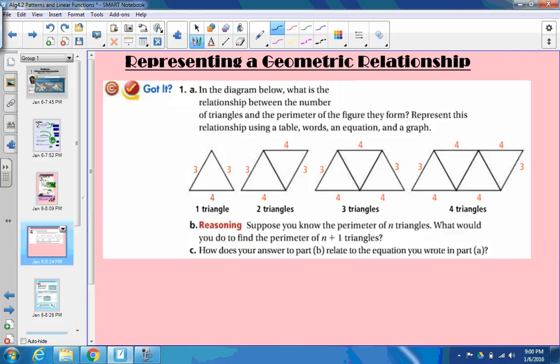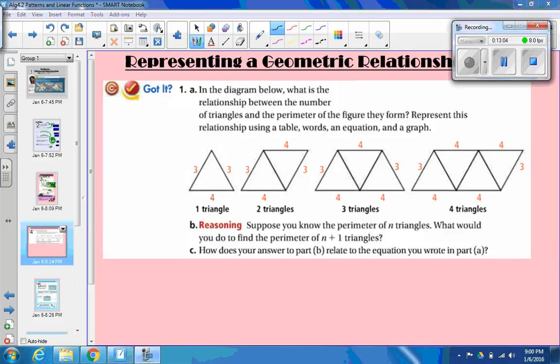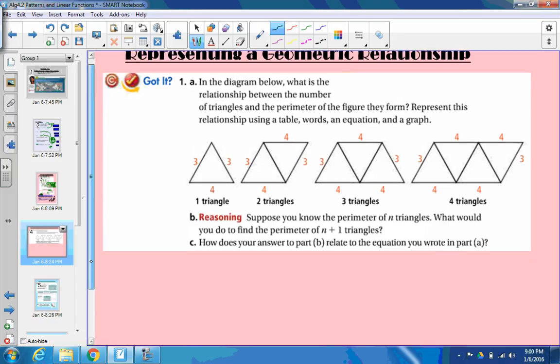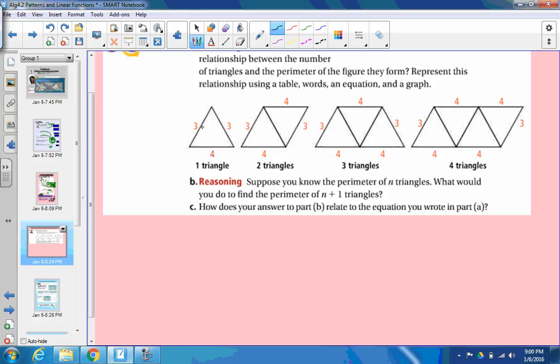So what I'd like you to do is try this on your own. It says, in the diagram below, what is the relationship between the number of triangles and the perimeter? Represent this relationship using a table, words, equation, and graph. I'll start you off with the table. If you look at the table, and again, this is with one triangle, I think the perimeter of our x, which is going to be the number of triangles.